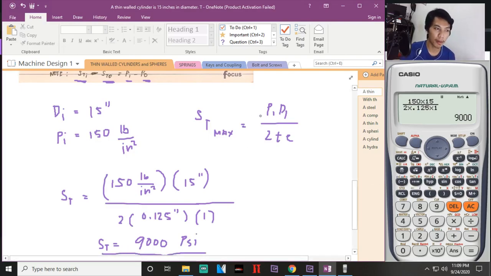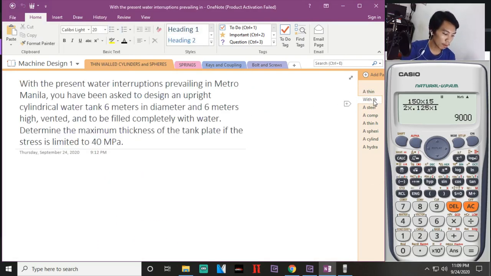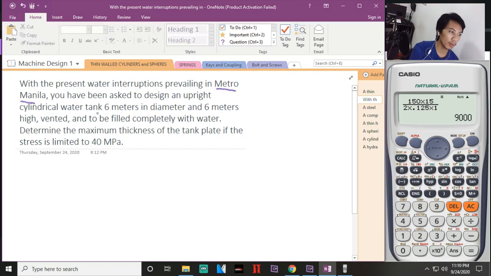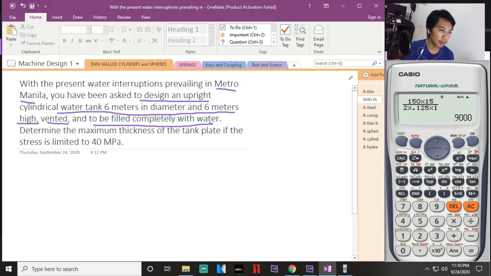Okay, that is problem number 1. For problem number 2, with the present water interruptions prevailing in Metro Manila, kukulang daw ng tubig. You have been asked to design an upright cylindrical water tank 6 meters in diameter and 6 meters high, vented, to be filled completely with water. Now, paano yun? Okay? Hindi natin alam.